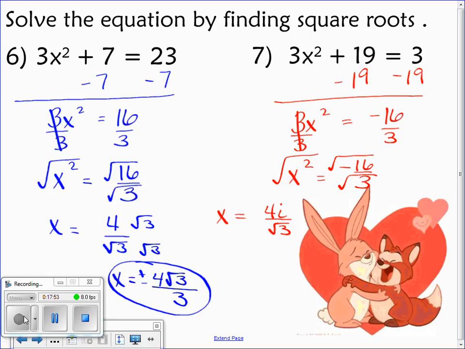But I can't leave the radical on the bottom. So we multiply top and bottom by radical 3. So on the top, 4i times radical 3 is just 4i radical 3. Good. Bottom's just a 3. And don't forget plus minus. So how many answers do I have? I have 2, right? I have a positive 4i radical 3 over 3 and a negative 4i radical 3 over 3.